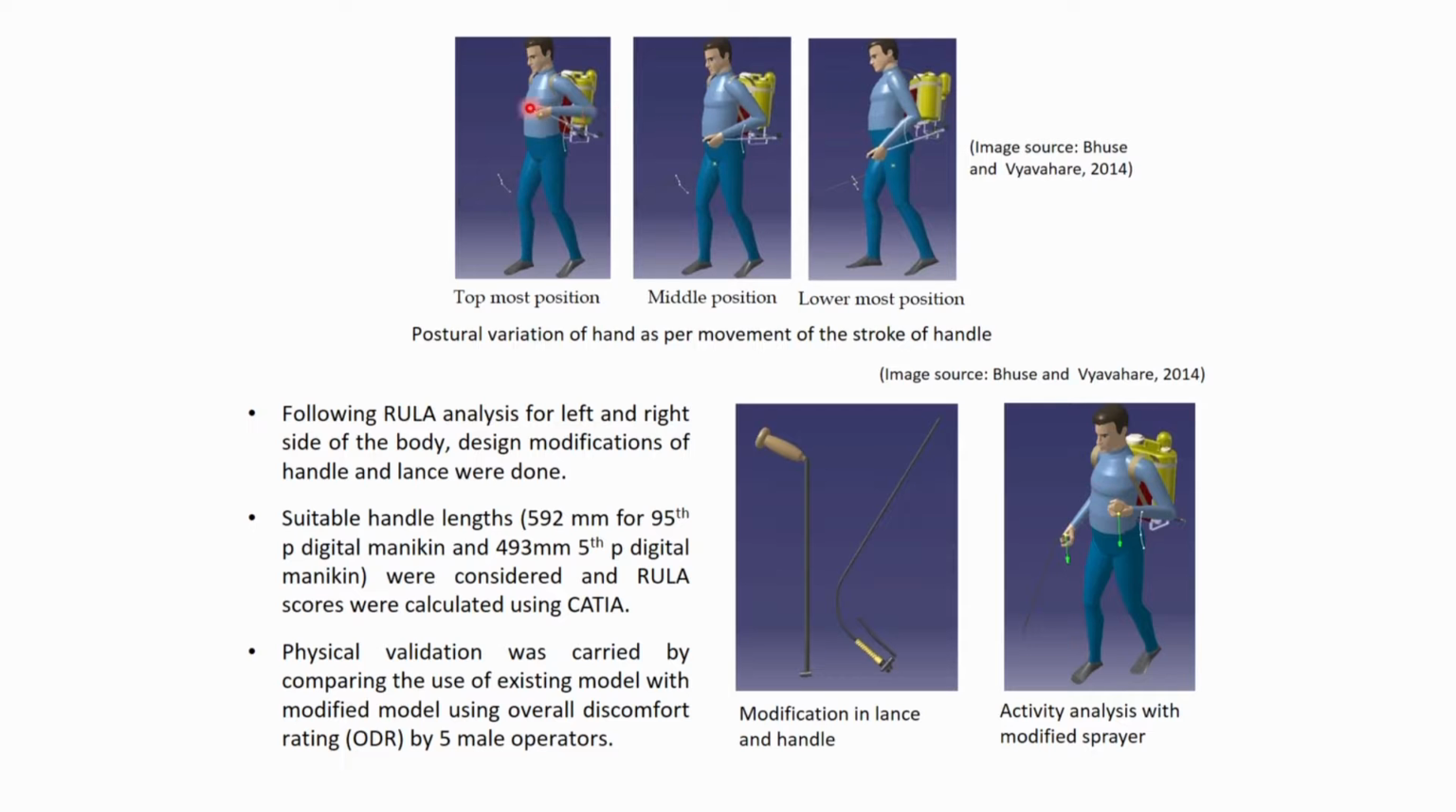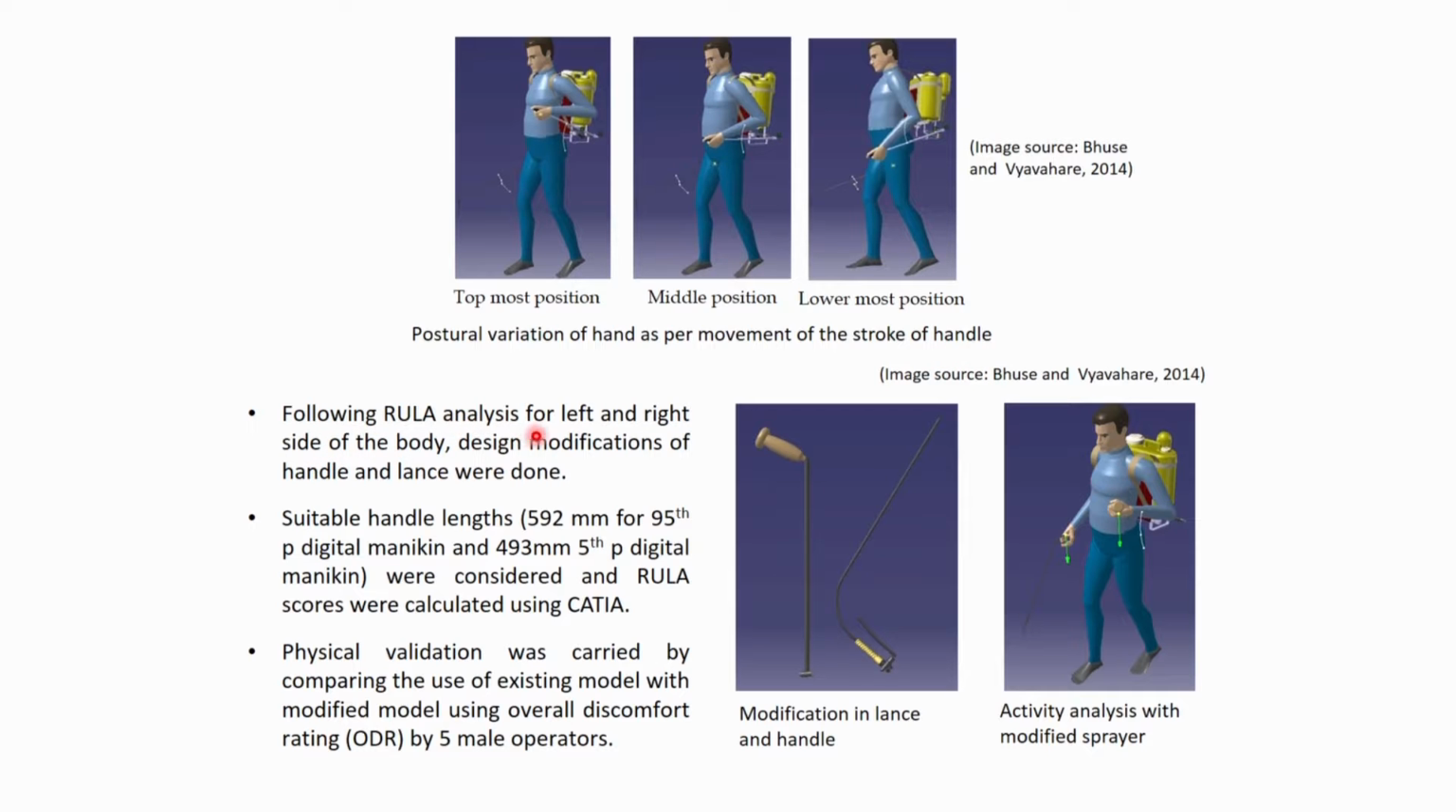The topmost position, and this is the body joint angle for the hand. Similarly, middle position, and this is the lowermost position of the handle. So, in different positions and for the different activities, the researchers simulated all those conditions. So, postural variation of hand as per the movement of the stroke handle.